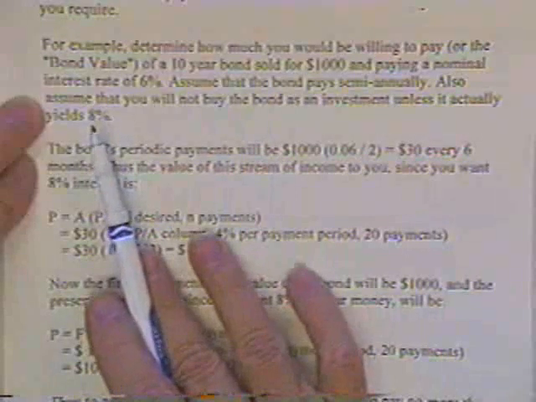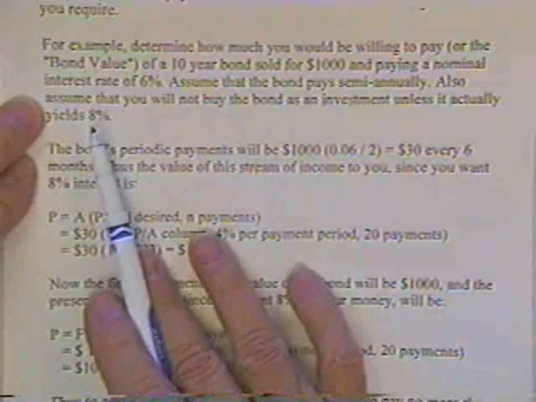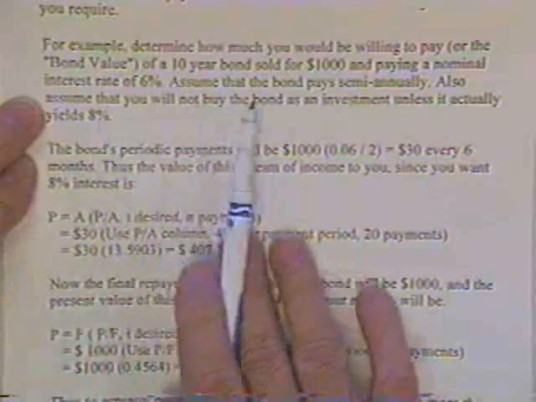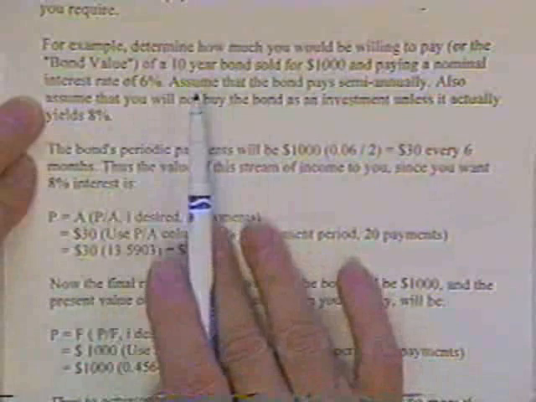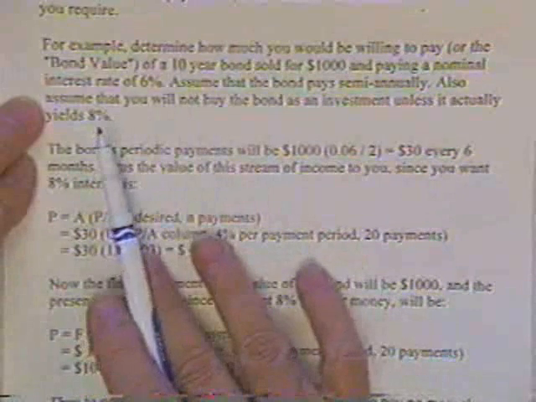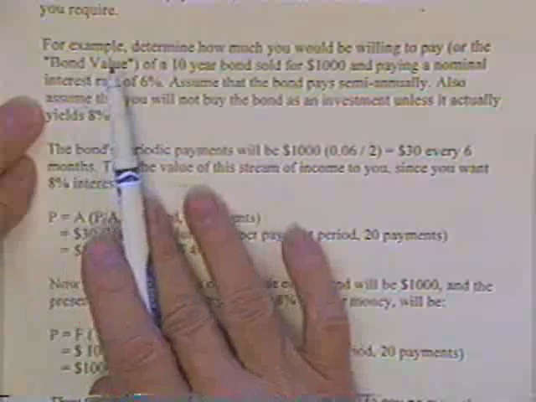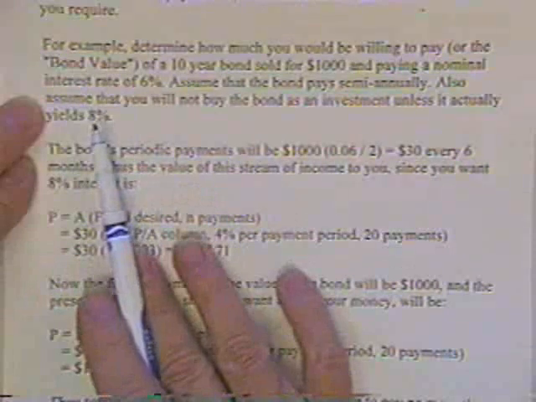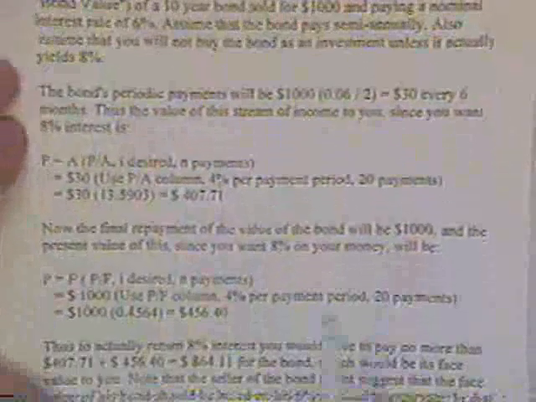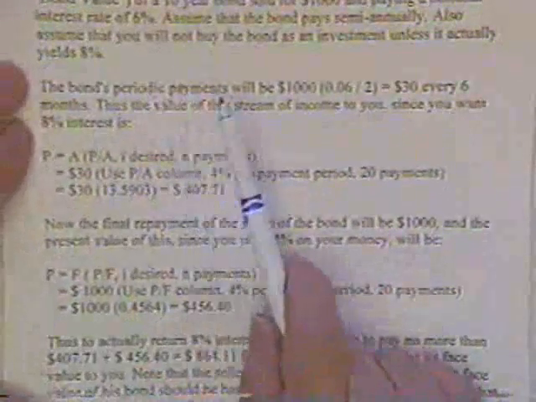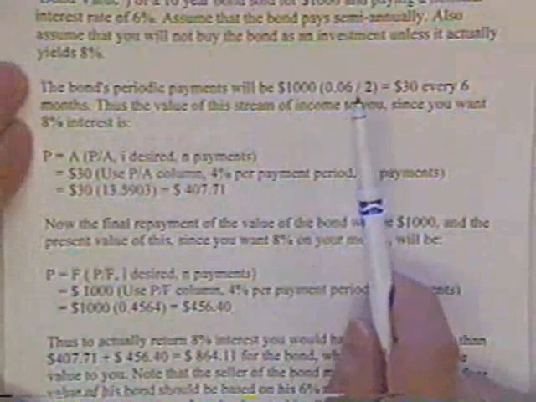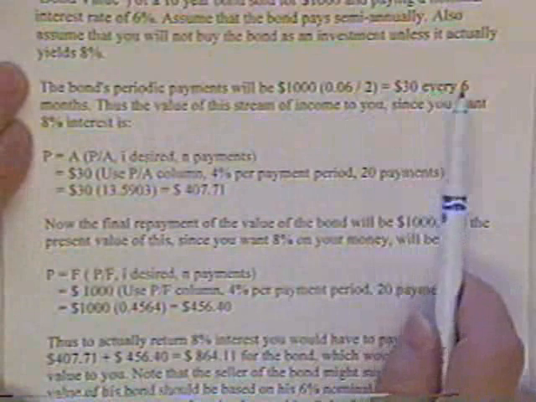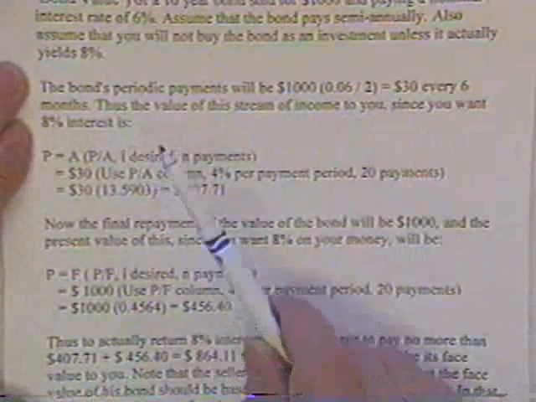In other words, say, look, I can get 8% over here if I invest in this other thing. And therefore, if this bond doesn't pay 8%, then I don't want it. And the guy says, well, okay, what will you pay for it? That's the bond's value, and it takes into account the fact that I want 8% on my money. The bond's periodic payments would be $1,000 times 3%. So he's going to give you $30 every 6 months.